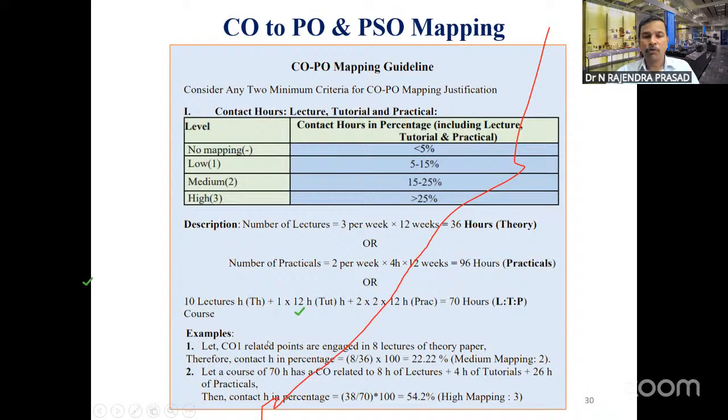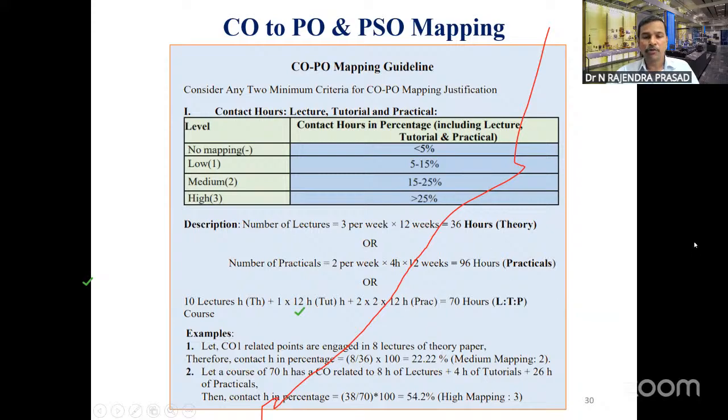Okay. Let's say CO1 related points are engaged in 8 lectures of a theory paper. Therefore, what is the contact hour in percentage? For this theory paper, 8 by 36 into 100, 22.2%. Where does it come? In between 15 and 25%. So that CO should be mapped with level 2 with the PO. So medium mapping it should be.